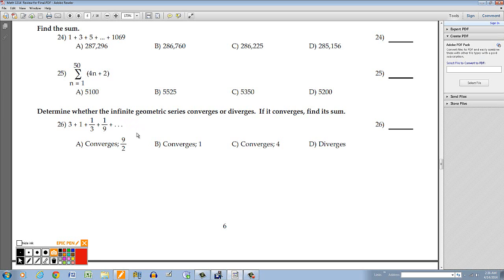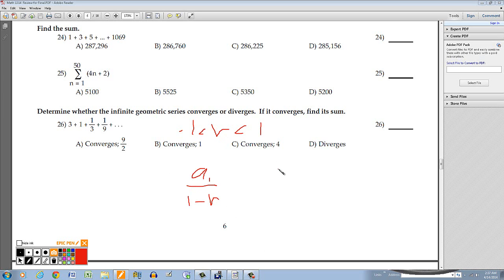So if the common ratio, that's r, is between -1 and 1, then it converges. So this one converges. Okay, what does it converge to? According to the formula, it'll converge to a1, or whatever the first term is, divided by 1 minus r.